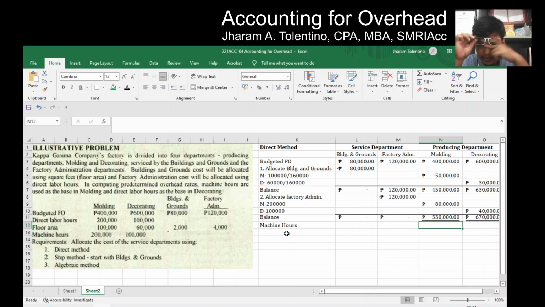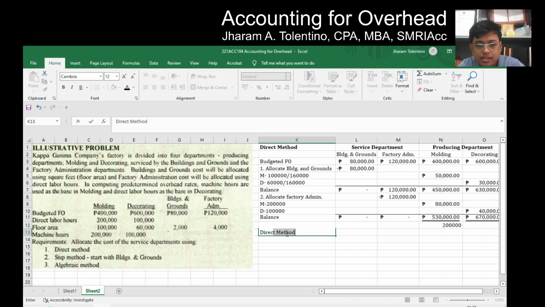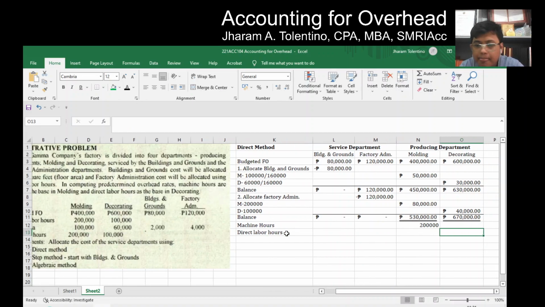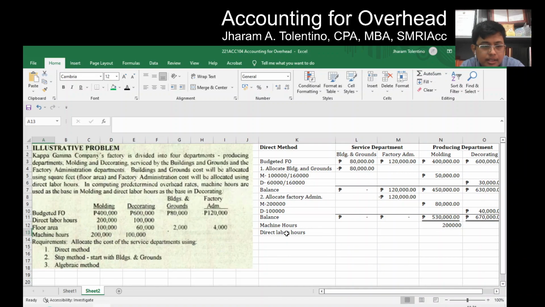$200,000. Tapos, kay decorating daw po is direct labor hours. Ilan? Direct labor hours. Check nito. 100,000.